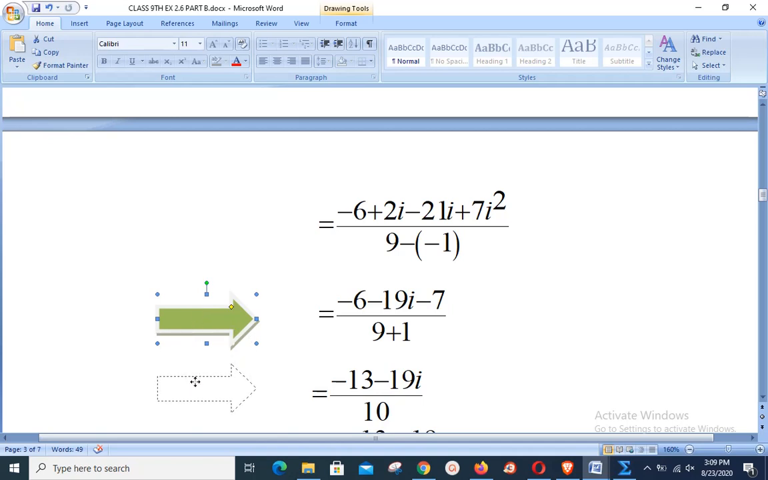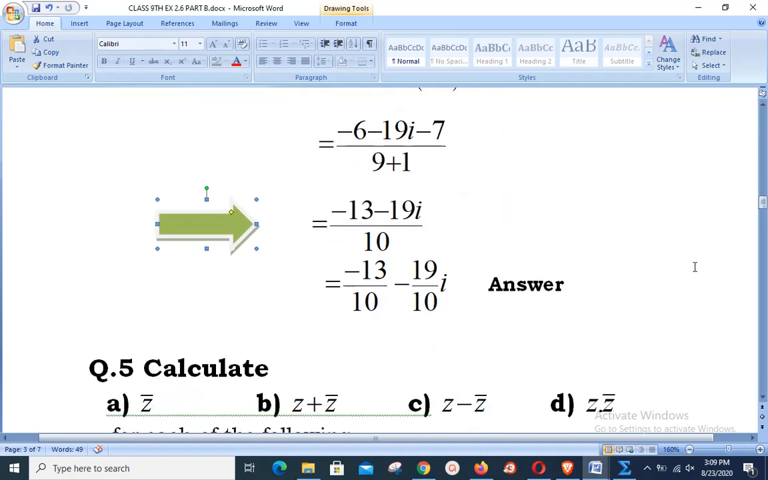Now the like terms are minus 6 and minus 7. They are converted into minus 13, minus 19 iota remain same. Separating the numerator and denominator, both values, we have minus 13 over 10, minus 19 over 10 iota. Dear students, if you are asked about the real part and imaginary part, we will say that minus 13 over 10 is the real part, whereas minus 19 over 10 is the imaginary part. Hope you all understand.